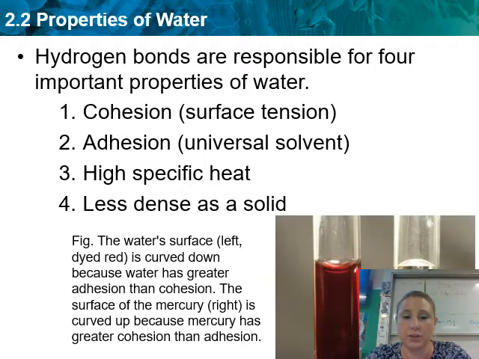And if you look at my picture here, the water surface on the left is curved down because water has greater adhesion than cohesion. We're going to talk about what that means. And the surface of Mercury is curved up because Mercury has a greater cohesion than adhesion, but water has these special properties. And so when you pour water into a little tube, it can bend just a little bit because these water molecules that are close to the glass are more attracted to the glass than they are to each other.